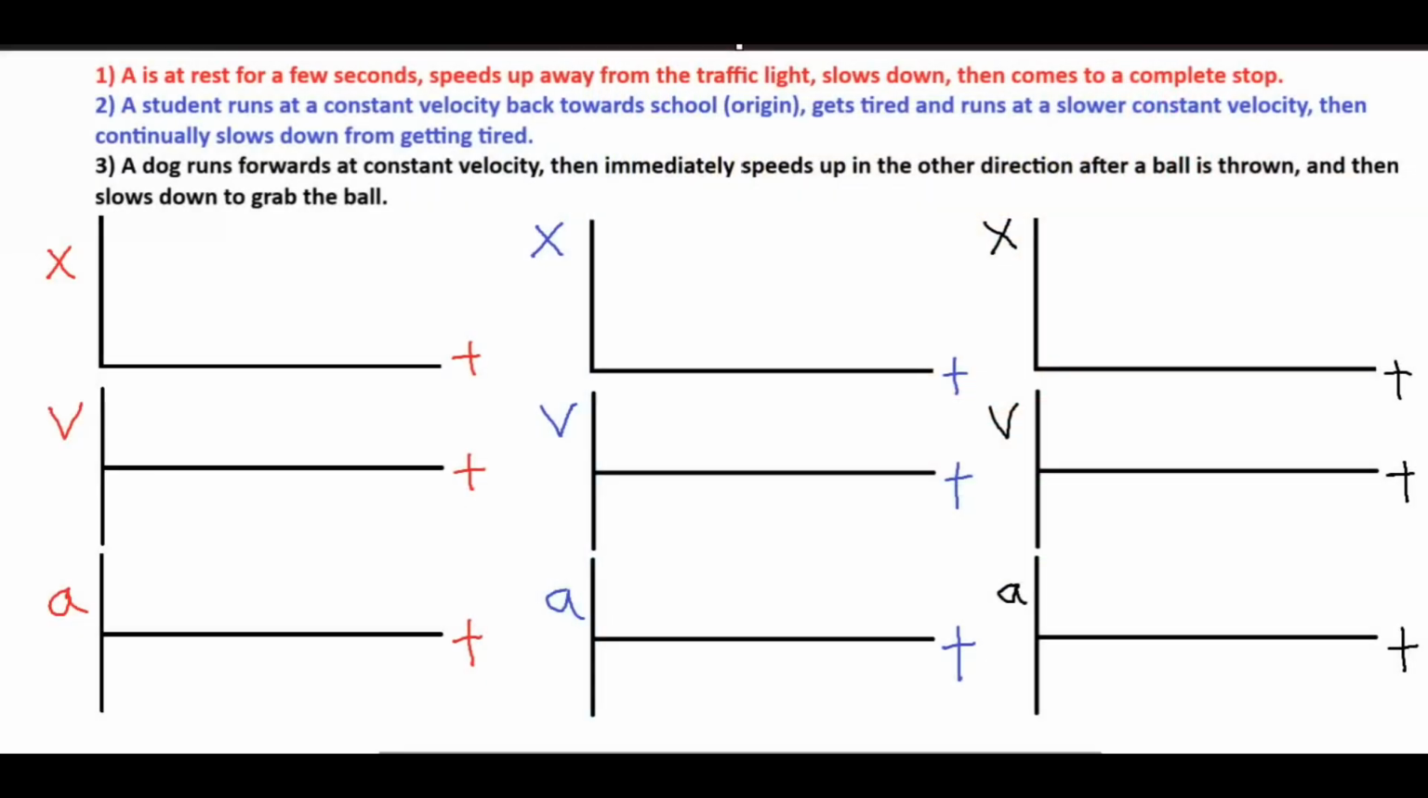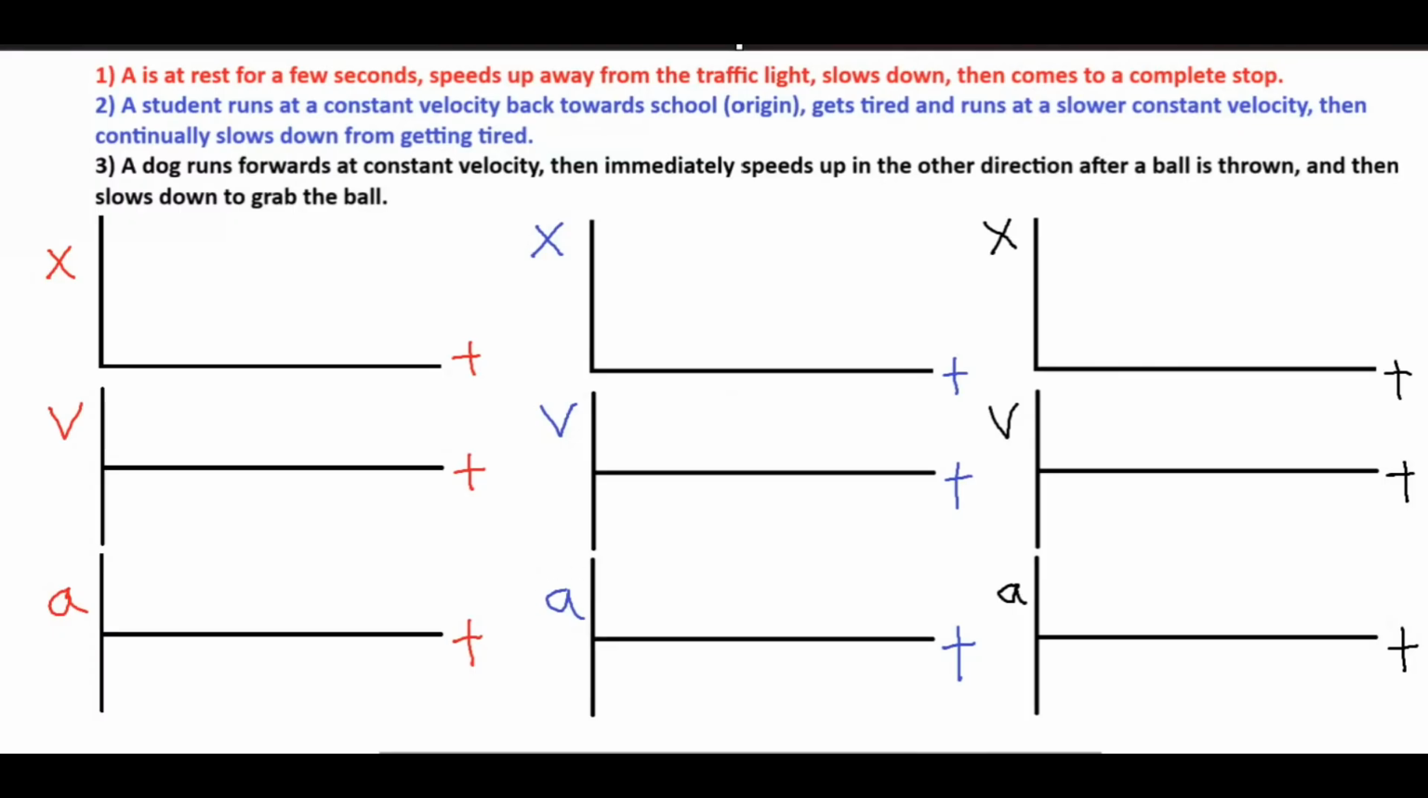In this video, we're going to be taking a look at 3 example scenarios where we're translating some descriptions into kinematic curves. We have 3 main motion graphs: our x versus t, position versus time graph, our velocity versus time graph, and our acceleration versus time graph. Now let's go ahead and take a look at the first one.